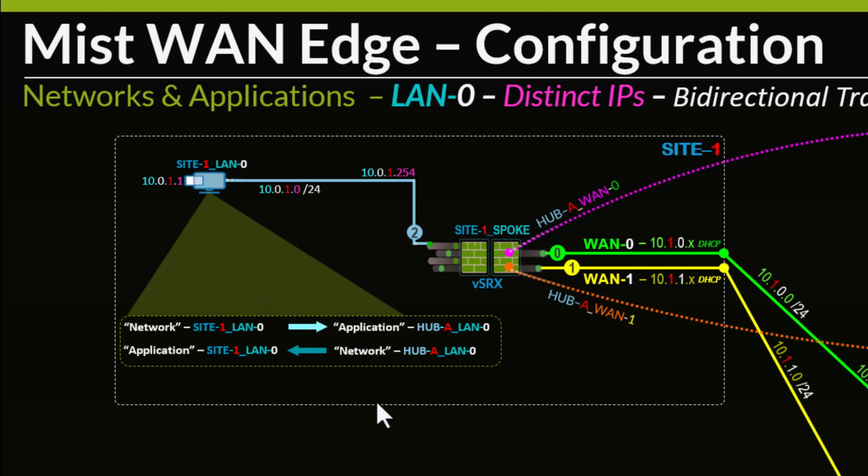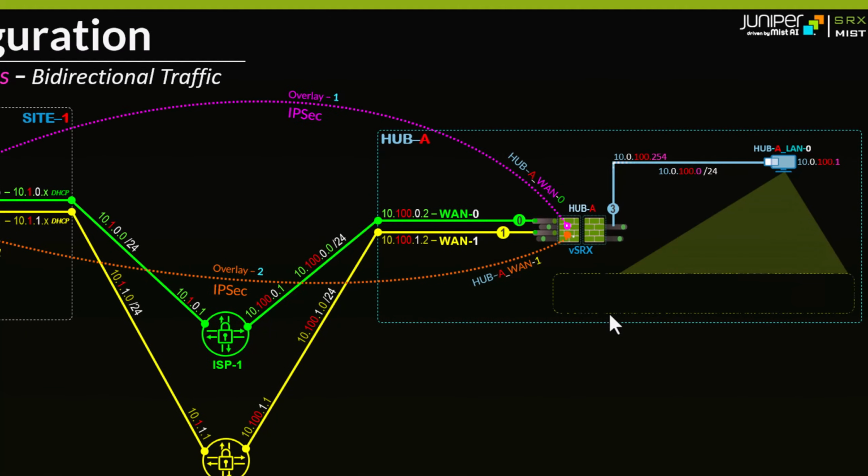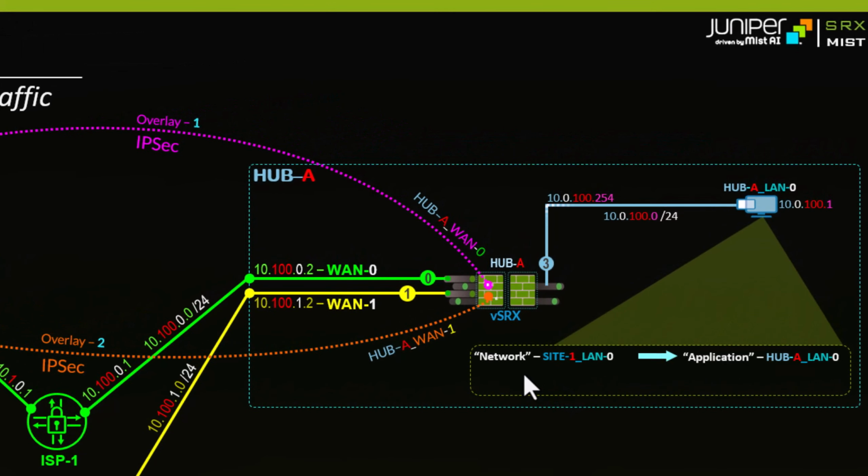And then on the spoke template, we would also need to accept traffic that is coming from a network called hub A LAN 0, going to an application, which is site 1 LAN 0, right? So in other words, the config that is going to be applied to this device using the configuration templates would need to have policies created to send traffic and accept traffic from network to applications and from network. Very similarly, if we look at the hub, the same network that is used on the spoke to accept traffic to the same application would need to be configured on the hub in order to accept traffic from this network, site 1 LAN 0, that is going to an application called hub A LAN 0.